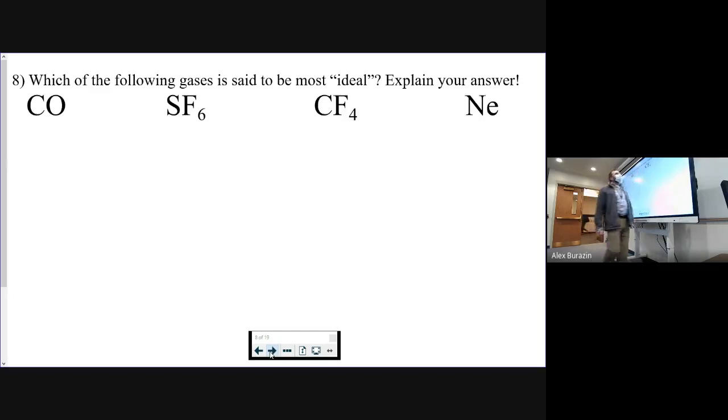Why that one? That one is the least polarizable. It has the fewest number of electrons. It has the lowest molar mass. It's the smallest. The smaller a molecule, the less electrons that molecule or atom has, the less polarizable it is, and meaning the less London dispersion forces it has. This is the most ideal, okay?